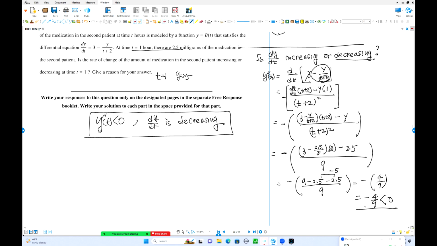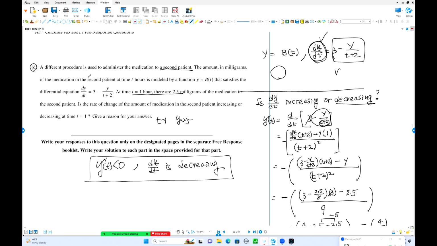This number 6, they already gave this question: is the first derivative, the rate, increasing or decreasing? That's why we have to check the second derivative again. The second derivative is less than 0, so the first derivative is decreasing. If the second derivative is positive, the first derivative is increasing, okay?